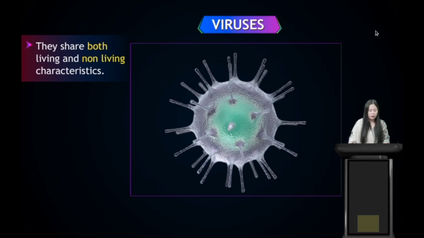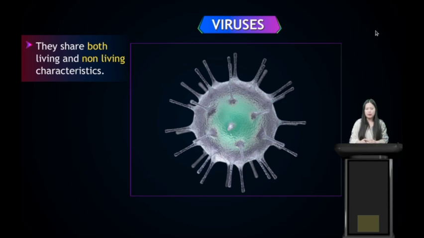Viruses share both living and non-living characteristics. How is this so? We have seen that a virus is a microorganism, but it is different from other microorganisms because they share both living and non-living characteristics. Living, because when they enter the cell of the host organism, they can reproduce. So this is the characteristic of a living organism.